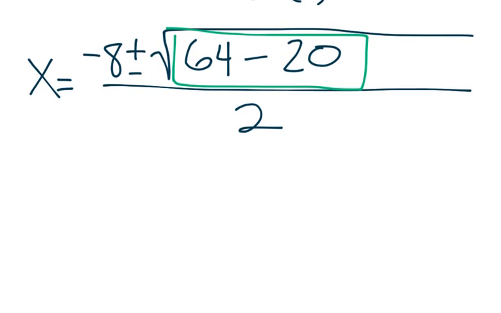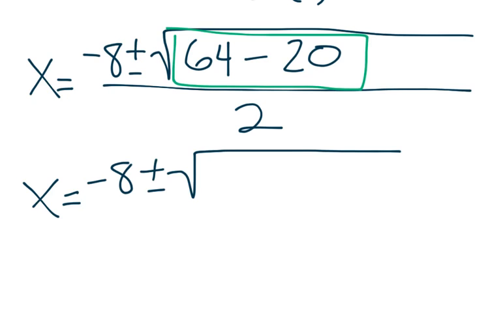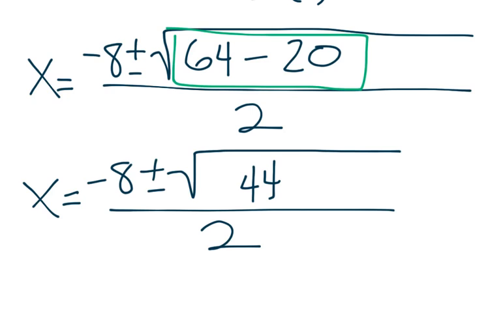So we have 64 minus 20. Once again, we rewrite this whole equation, plus or minus the square root of 64 minus 20, which is 44, over 2. Okay, now we want to take care of this square root. So we're going to find the square root of 44. In the directions it says to round to the nearest hundredth if necessary. That means we're allowed to go up to 2 decimal places after the point.